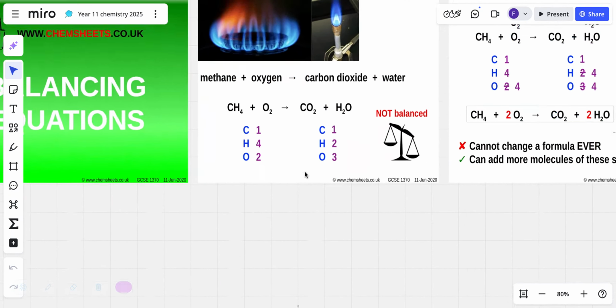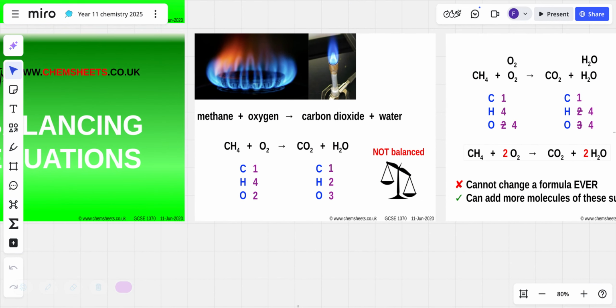In today's session, we're looking at balancing equations. All right, so last session we looked at formulas, and we looked at changing word equations into symbolic equations, but we didn't balance them. Today we're going to balance them.